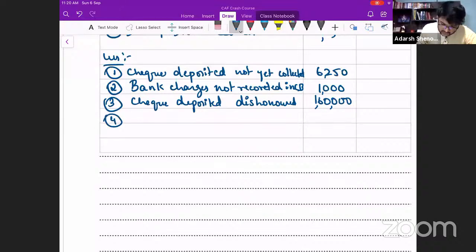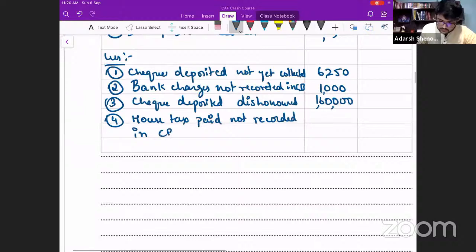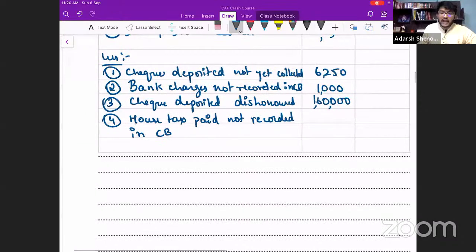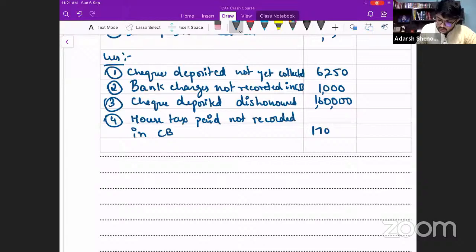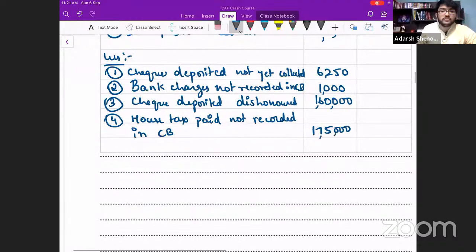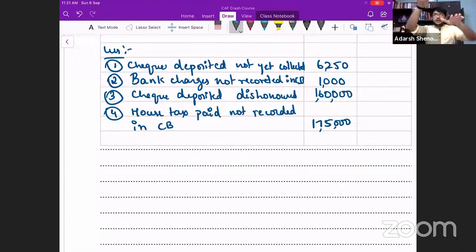What is the transaction? House tax paid, not recorded in CB. This is a tax, an amount paid by the banker. He has reduced it in the passbook, but in the cash book it is not recorded yet. So the 1,75,000, right? The passbook has moved downwards. Now what should we do with the cash book? The passbook balance has moved downwards, so now we have to reduce.